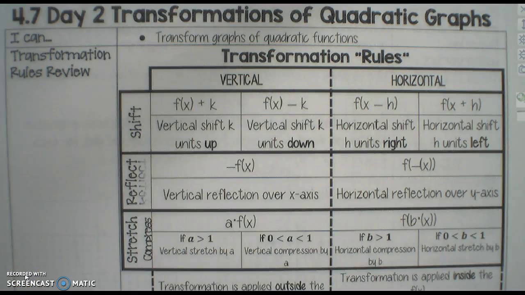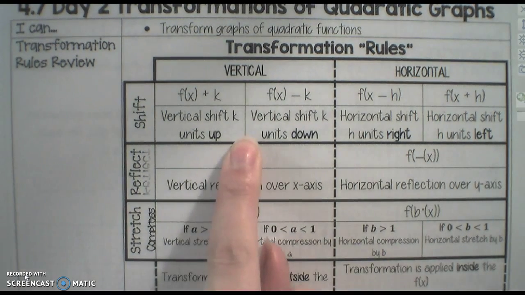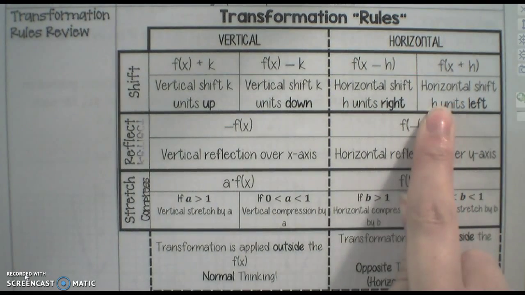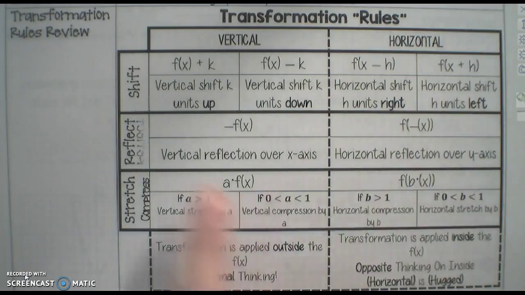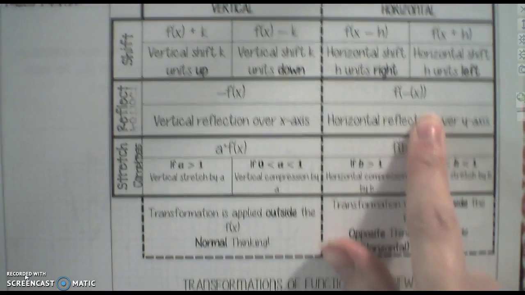All right, so a lot of 4.7 day 2 is continuing with the transformations for quadratic graphs. So if you've been doing pretty well with transformations, this should be fairly easy. If you haven't, it's time that you memorize these things. Remember that up and down is on the outside, left and right is on the inside, opposite thinking. Reflections: outside over the x-axis, inside over the y-axis.